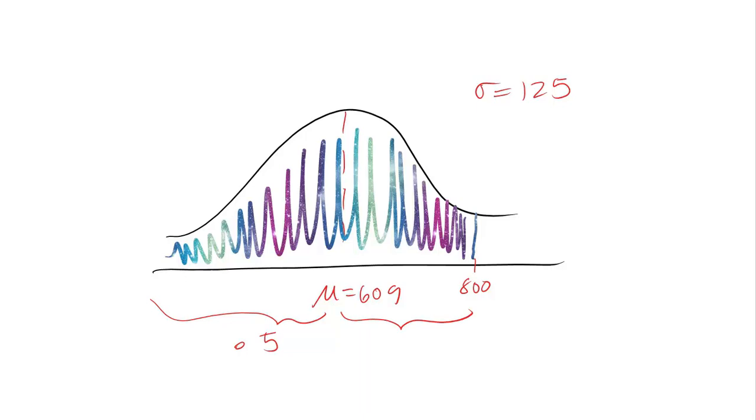Now, we don't know how much area that is, but that's where the calculator function comes in. I can find that area because I know the lower bound, 609, and I know the upper bound, 800. So this is 0.5 plus the area from 609 to 800 under a normal curve with a mean of 609 and a standard deviation of 125.